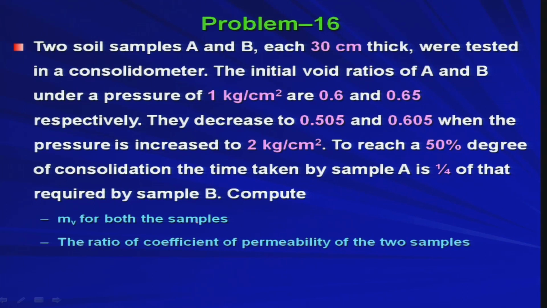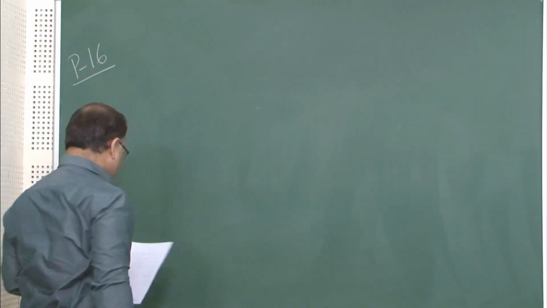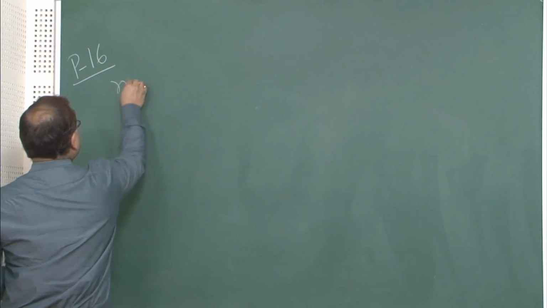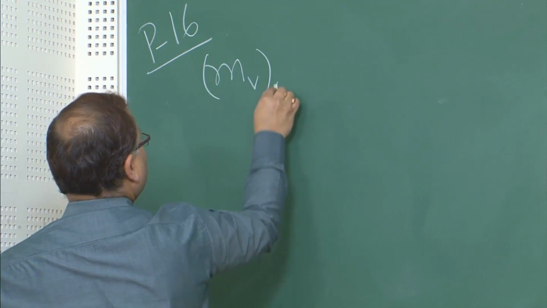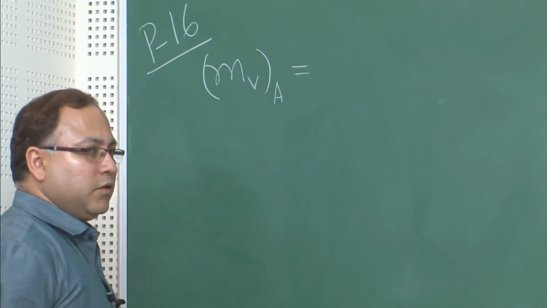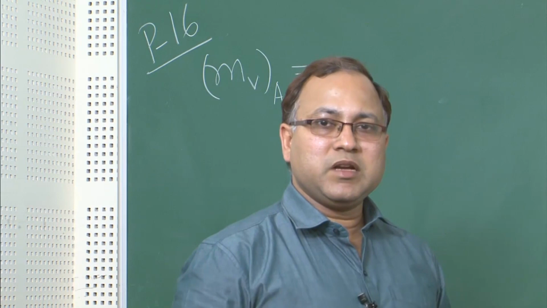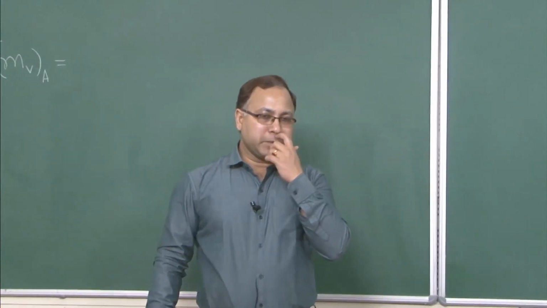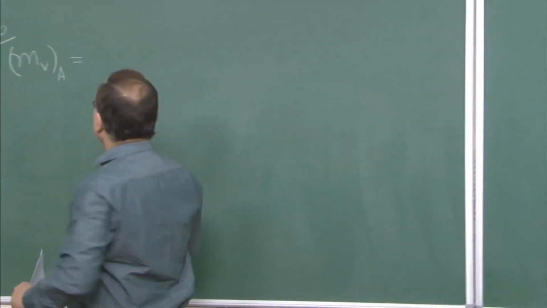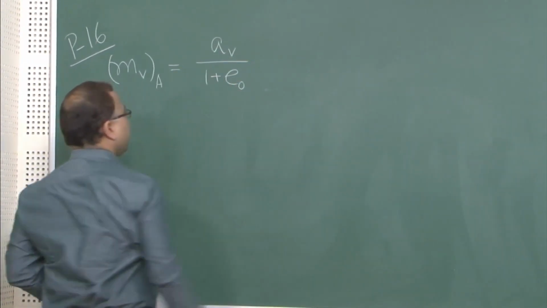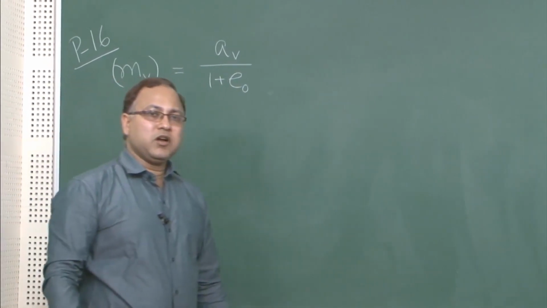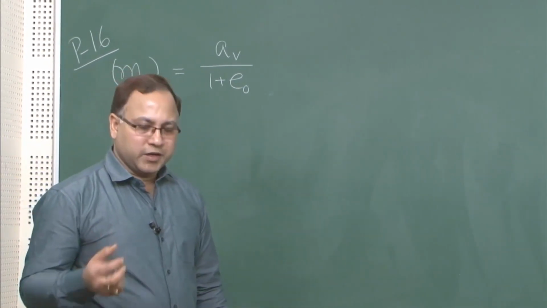Now, let us start this problem. Let us see how to find out these things. So, problem 16. Basically you are calculating MV of sample A. What was the expression of MV? Could you recall? The expression of MV was AV by 1 plus E naught, where E naught is the initial void ratio.